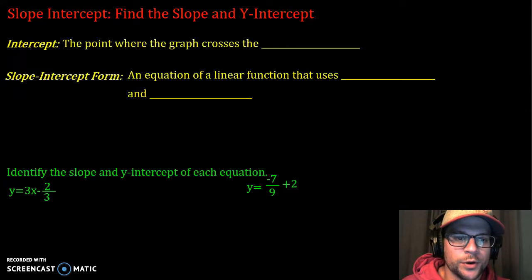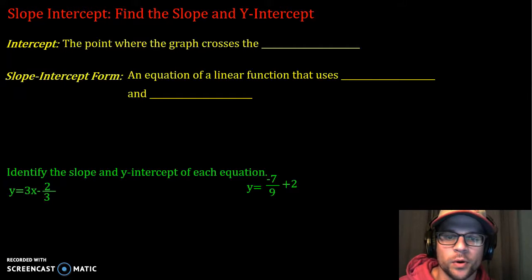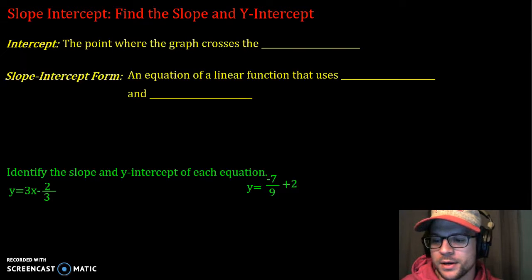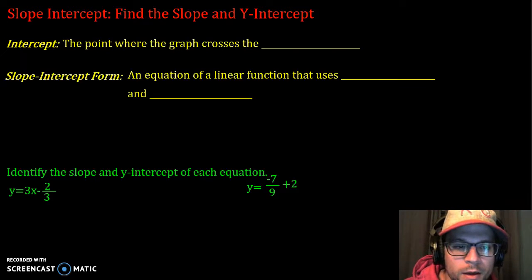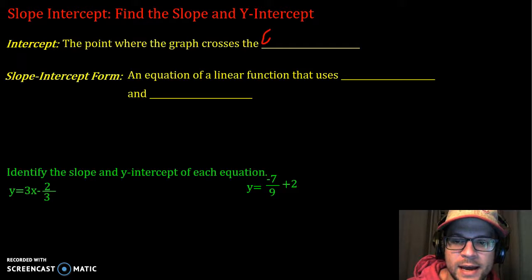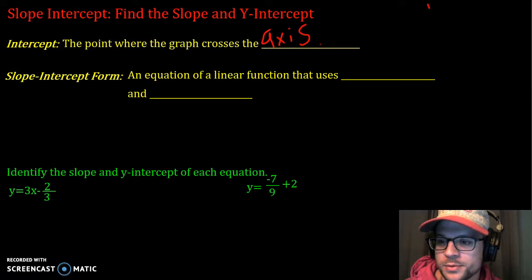Okay, in this tutorial, we're going to introduce slope-intercept form, more specifically how to find the slope and the y-intercept in slope-intercept form. So the y-intercept, or just any intercept specifically, is the point where the graph crosses the axis. Now you're going to have two different intercepts.